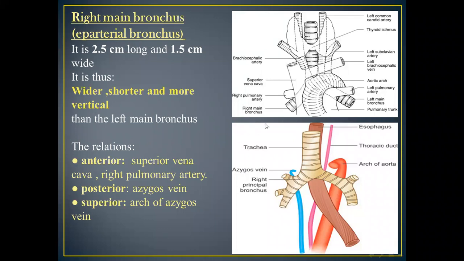The relations are, first, this is the right main bronchus. Anteriorly, we have the superior vena cava and the right pulmonary artery. This is the superior vena cava, and this is the pulmonary trunk divided into left and right. So the superior vena cava and the right pulmonary artery form an anterior boundary. Posteriorly, as shown in this image, we have the azygous vein, and the arch of azygous vein forms a superior boundary.